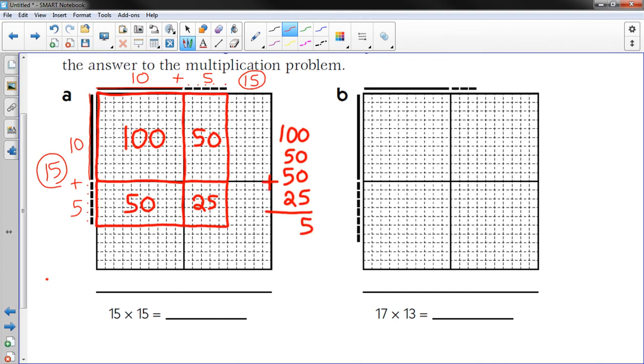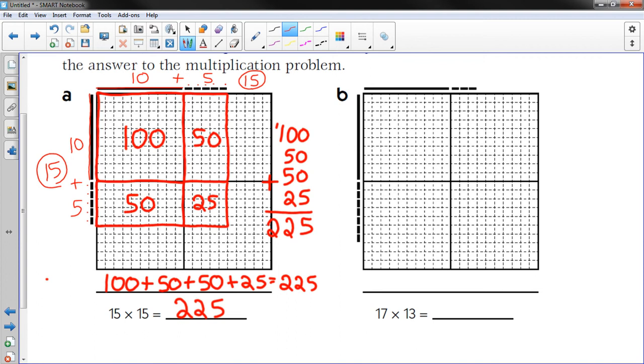So my answer is 225. You'll notice another line down here, and what they want you to do is write 100 plus 50 plus 50 plus 25 equals 225.